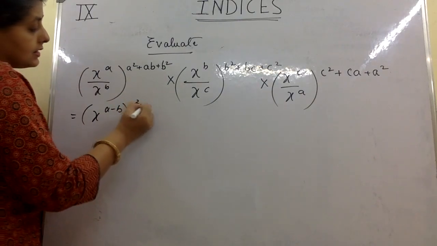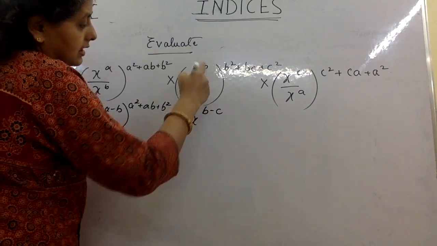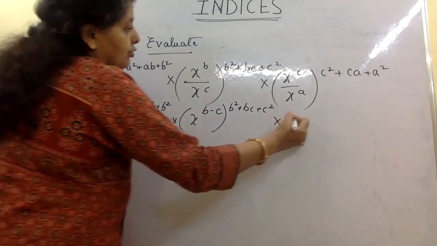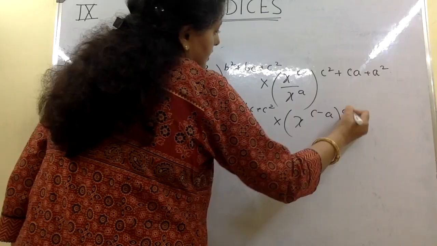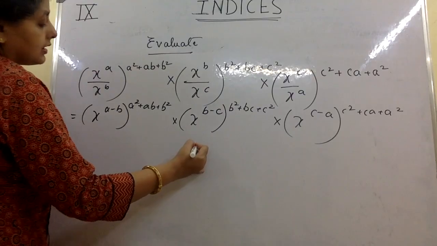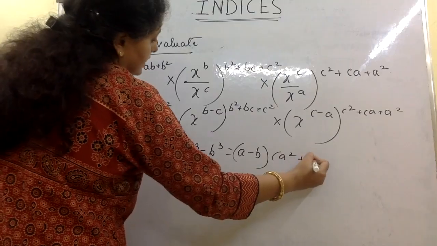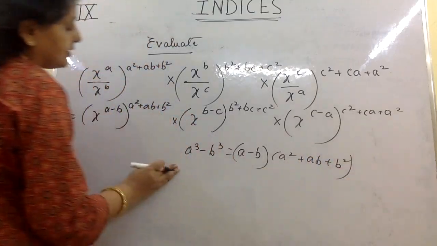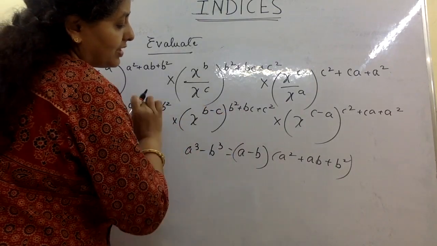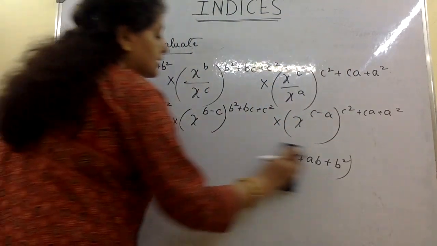And here the writing style is important. You write it properly, you get your sum right. b minus c. Again, I use that rule of indices. b square plus bc plus c square into x to the power c minus a, c square plus ca plus a square. Now if you know this rule, a cube minus b cube is a minus b, a square plus ab plus b square, this identity, this is the identity I am going to use here. a minus b, you see the same thing. b minus c, there's a minus here, there's a plus here. So it is actually following this identity.